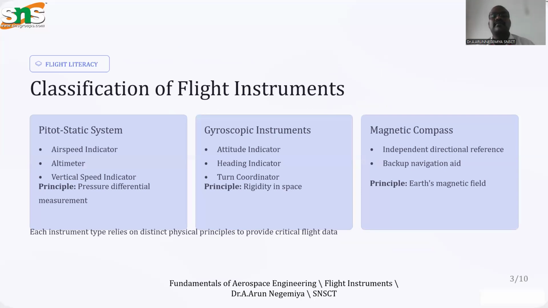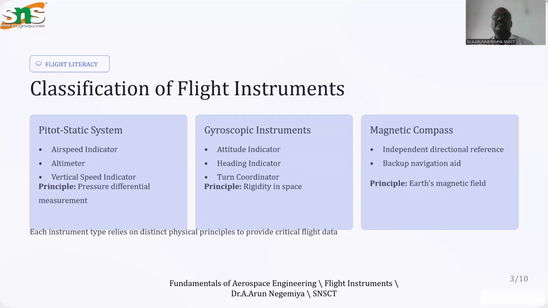The classification of flight instruments. First one is the Pitot-Static system. In that Pitot-Static system, it contains the airspeed indicator, altimeter, and vertical speed indicator. All these indicators can be used to measure pressure differentials.